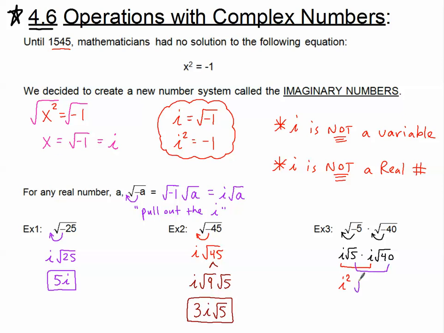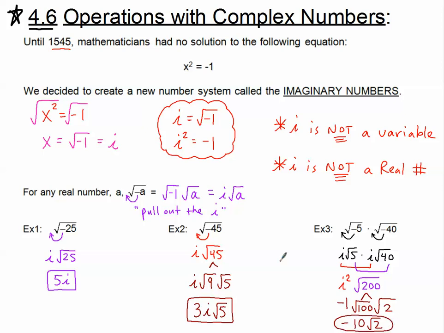5 times 40, of course, is 200, but that is still underneath a radical. So now I have i squared times the square root of 200. Well, i squared, we all know, is negative 1. So this becomes a negative 1. And then the square root of 200, it's not a perfect square, but I know 100 goes in there. So I'll split it up into 100 times 2. Negative square root of 100 is 10. Square root of 2, of course, is still the square root of 2.